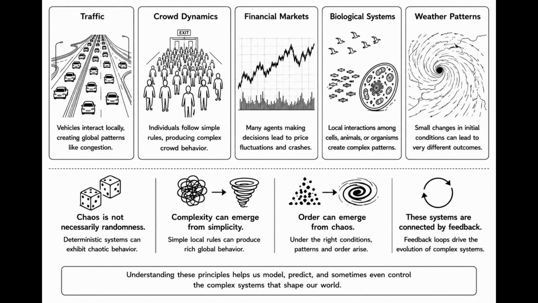Traffic is only one example of a complex system. The same principles appear in crowd dynamics, financial markets, biological systems, and weather patterns. Chaos is not necessarily randomness. Complexity can emerge from simplicity. Order can emerge from chaos.